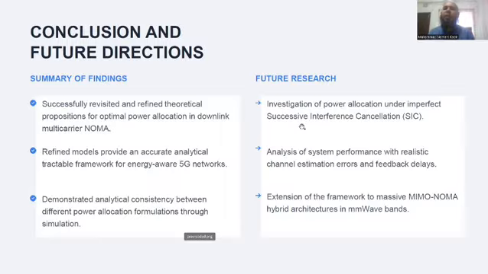Future research can concentrate on imperfect successive interference cancellation. And also we can include realistic channel estimation error and feedback delay to get a more accurate model. And we can also extend this model to the massive MIMO NOMA hybrid architecture.